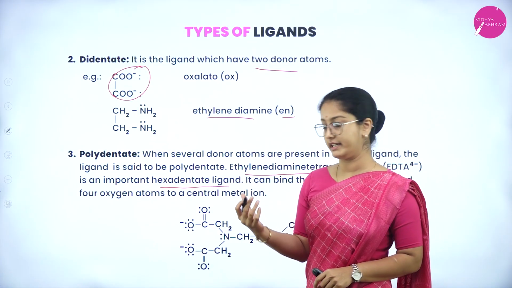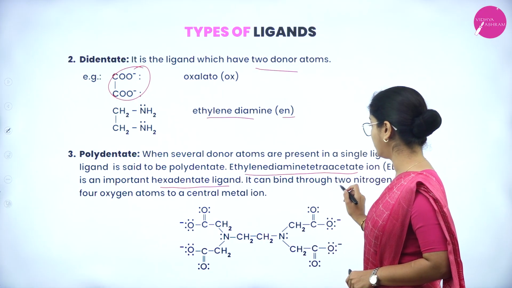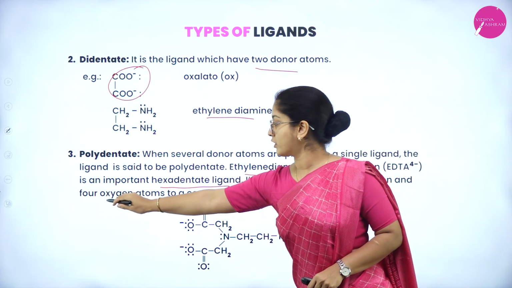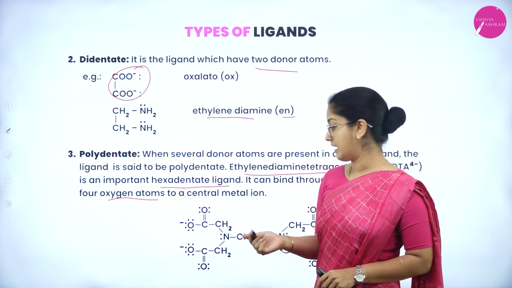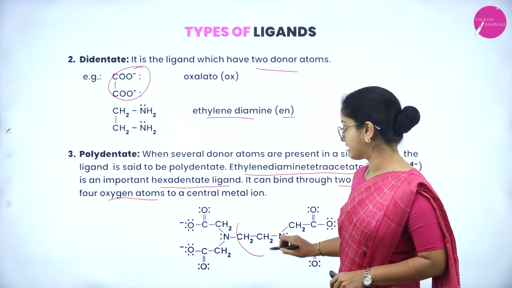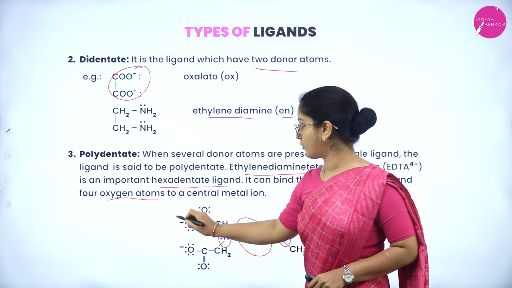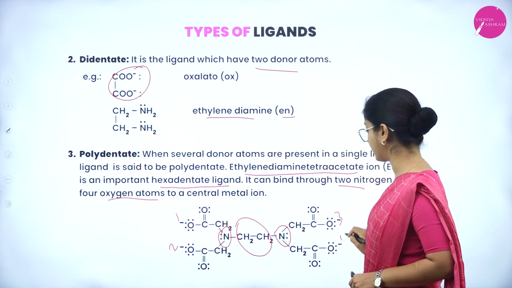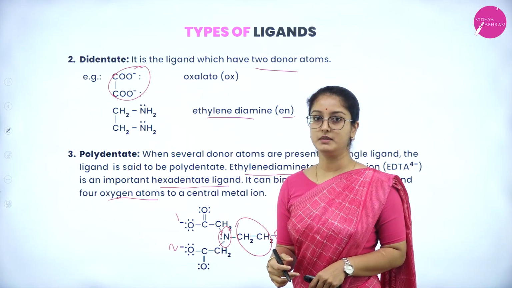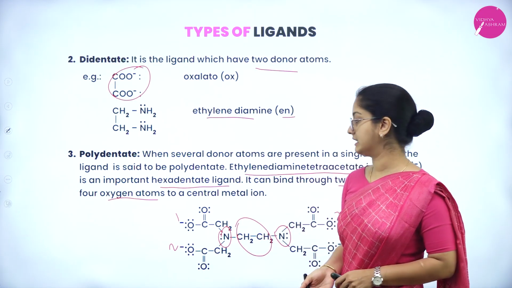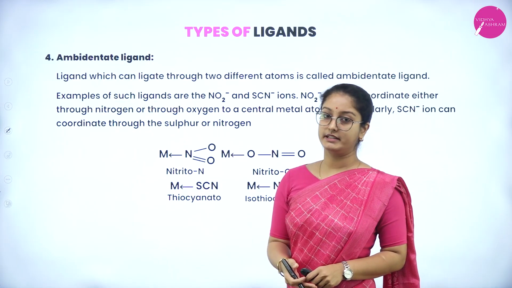Ethylene diamine tetraacetate ion, that is EDTA4-, is an important hexadentate ligand. So it is polydentate. It can bind through 2 nitrogen and 4 oxygen atoms to a central metal atom. So this is the central metal atom. Here the 2 nitrogen and 4 oxygen atoms are bonded to the central metal atom, forming a polydentate ligand. Next is the ambidentate ligand.